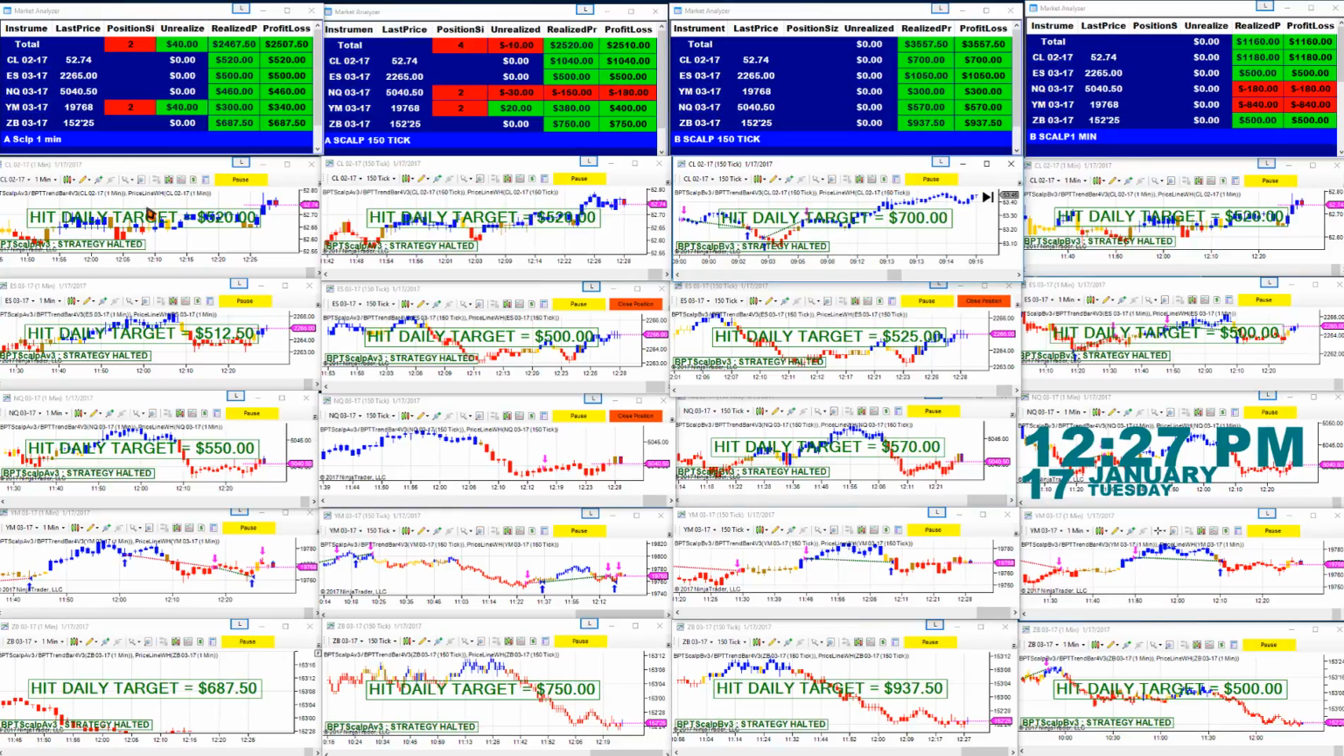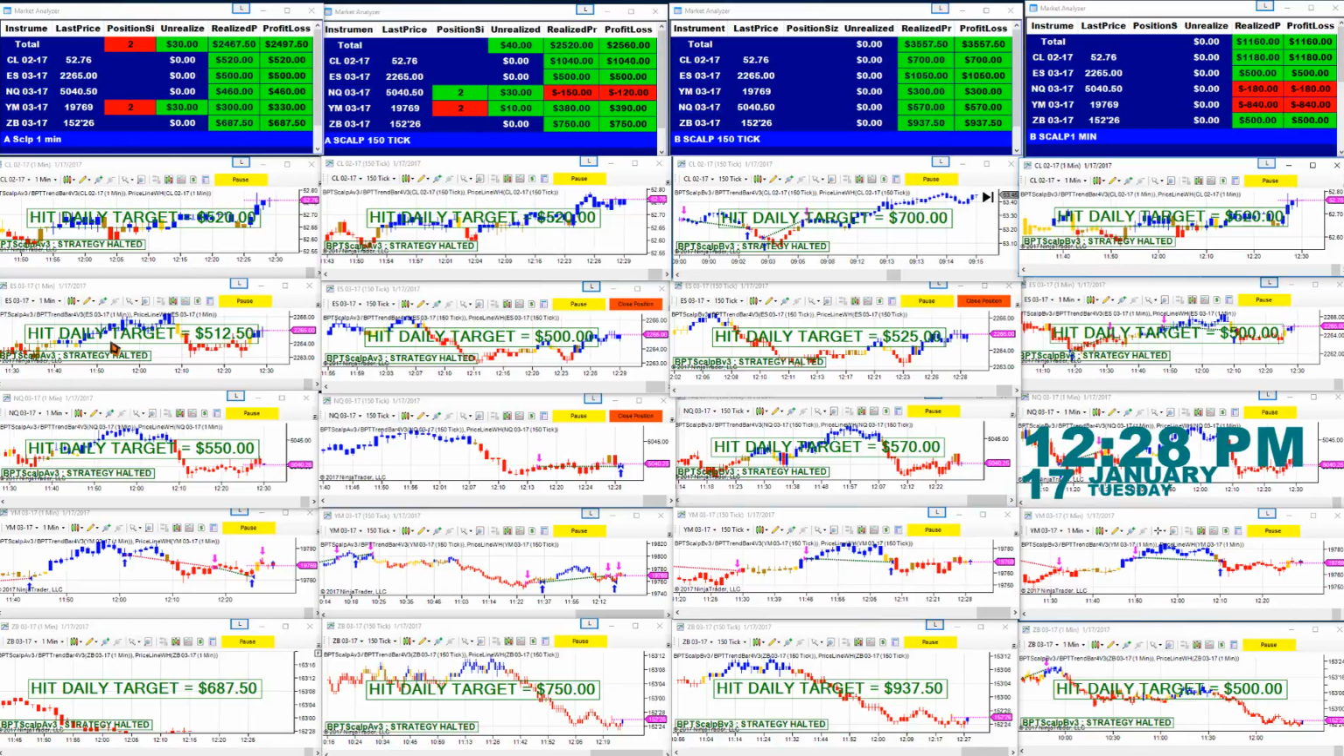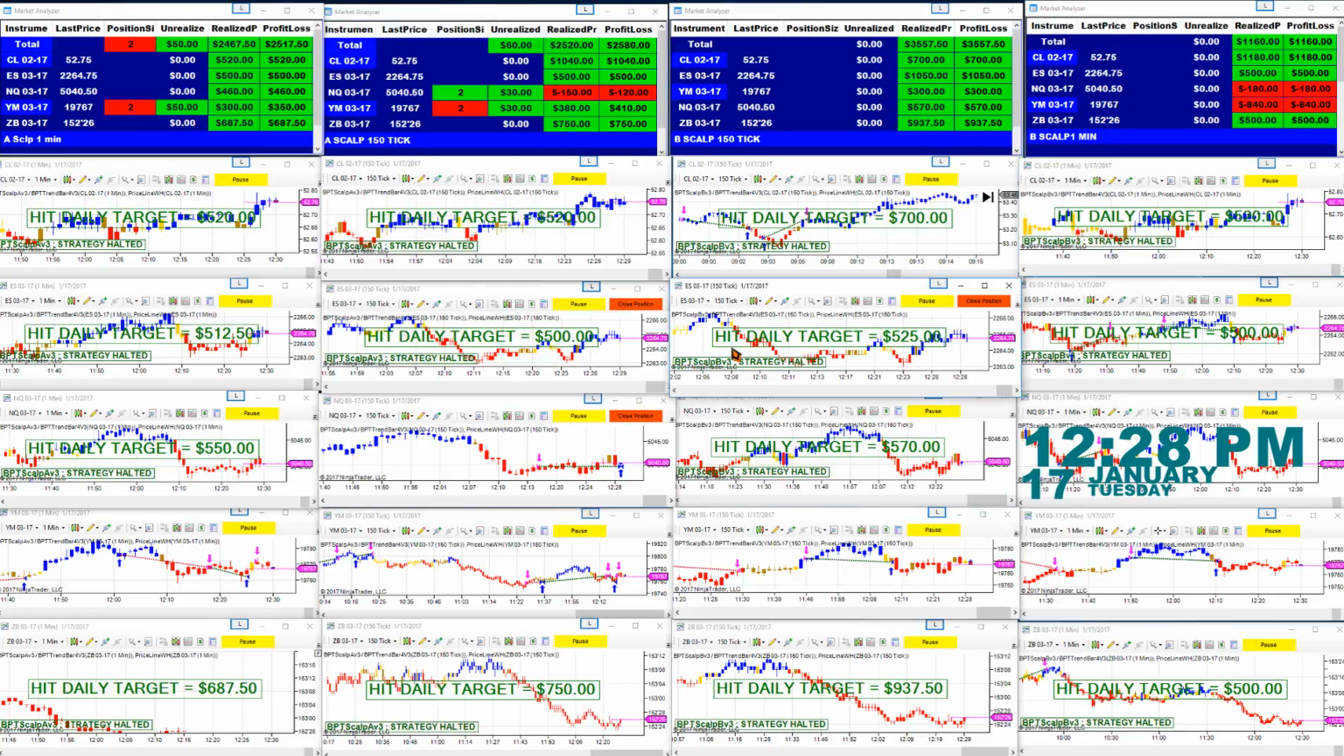So if we are looking at the first row, here is CL. A scalper on the left upper corner, 1 minute A scalper, CL 150 ticks, then a B scalper on 150 ticks, and a C scalper on 1 minute, and we can see 4 out of 4 hit the target. On the ES, also the same story. On the ES, we hit 4 out of 4, and we ran the B scalper twice on the 150 ticks, and it did very well.